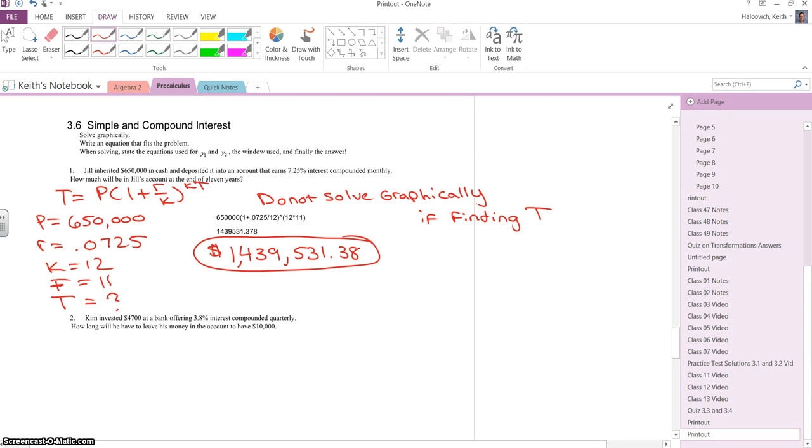The next one, notice the X is equal to the time, right? X is the time. So when we put this in our calculator, we have y sub 1 equals the principal, which is 4,700, times 1 plus 0.038 is our rate. It's compounded quarterly, so it's 4 times a year. And we're going to raise that to the 4x power, because x is our time. Our y sub 2 is the amount that's in the account, which is $10,000.